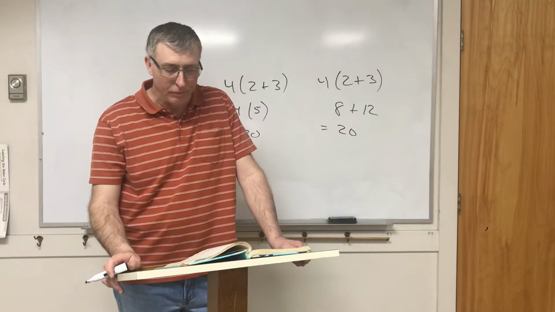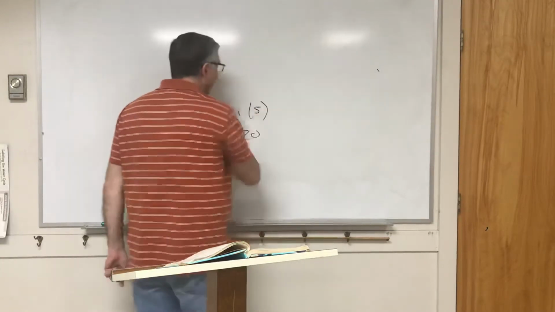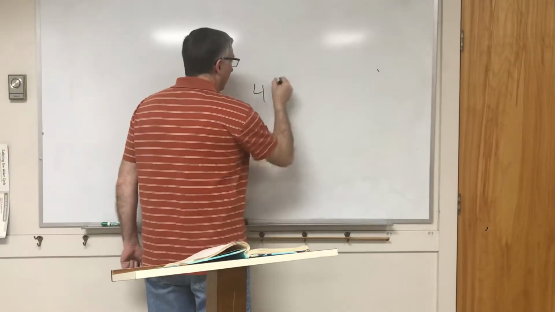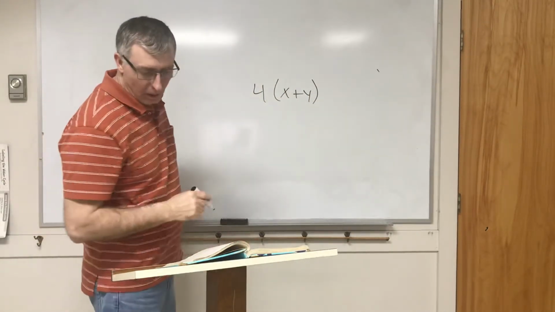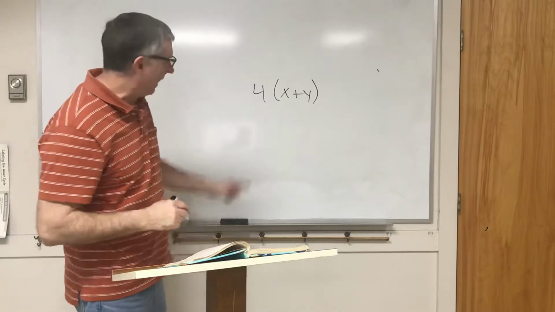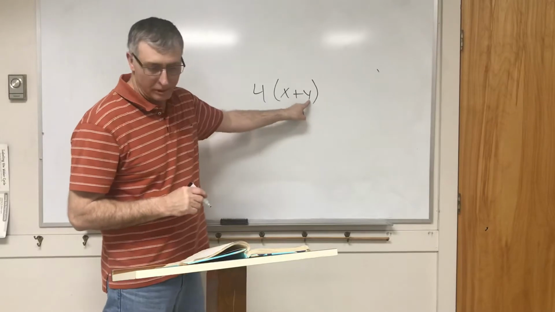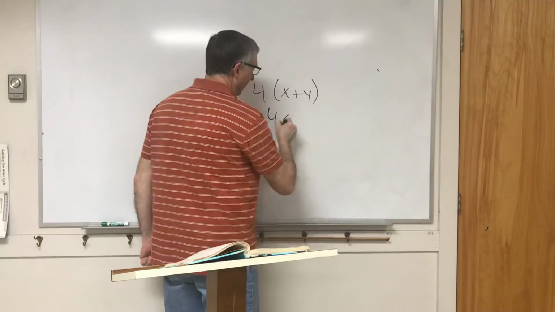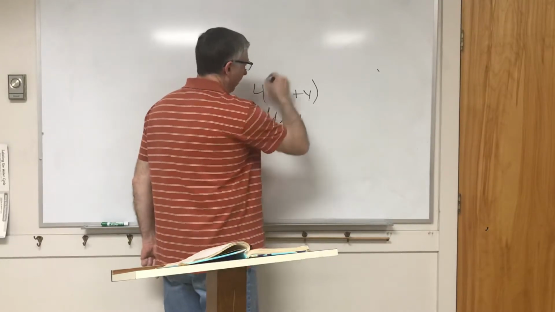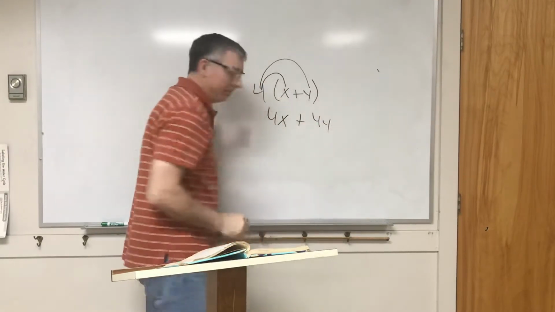It is especially helpful when we simplify expressions that have variables. If we look at 4 times x plus y, then we cannot add x and y. Remember, those two terms cannot be combined because they're not like terms. But we can do this. We can go 4 times x, just like we showed in the previous problem, and then 4 times y.